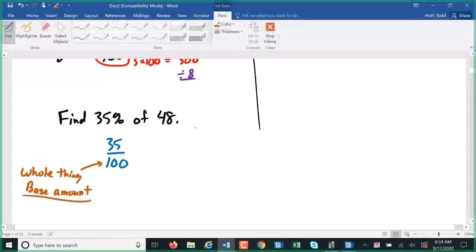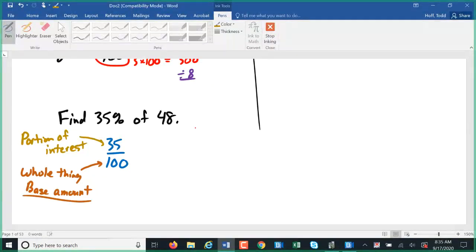So the base amount can either be the complete thing, the whole thing, or if we're looking at change over time, it is the starting amount, the beginning amount. Then the 35 represents what we call the portion of interest, usually just called the portion for short. So it's the piece of that base amount that we are focusing in on with this percent.